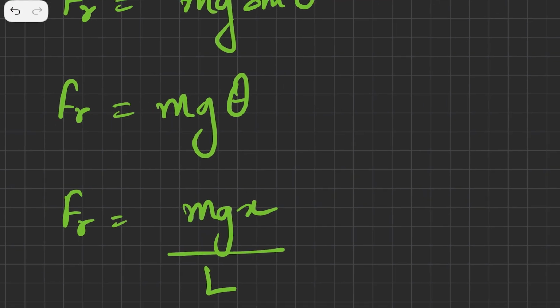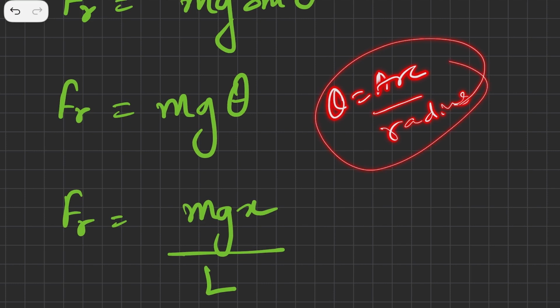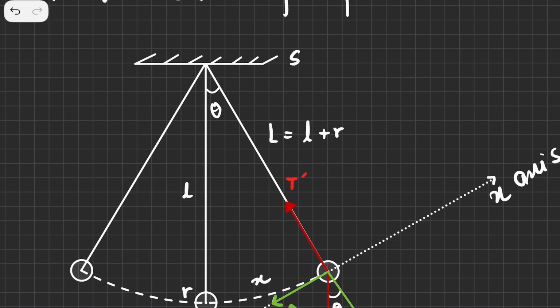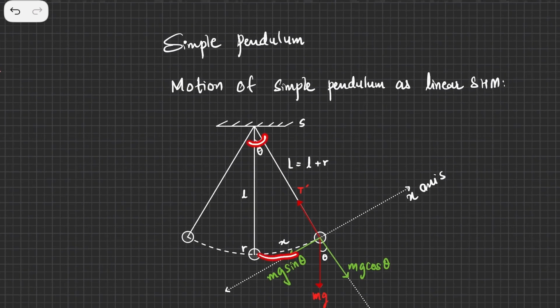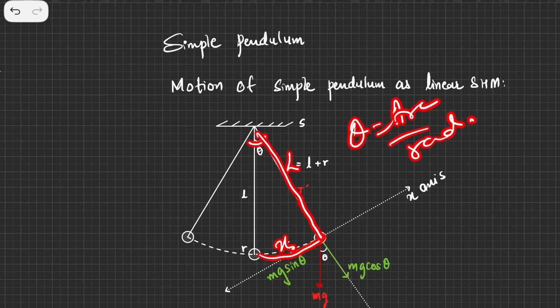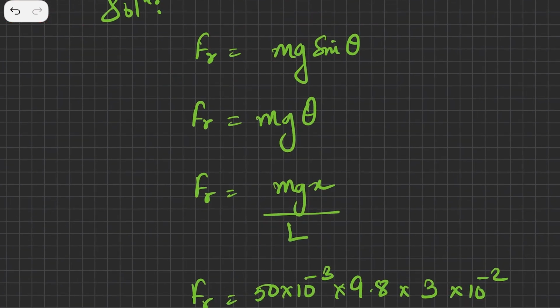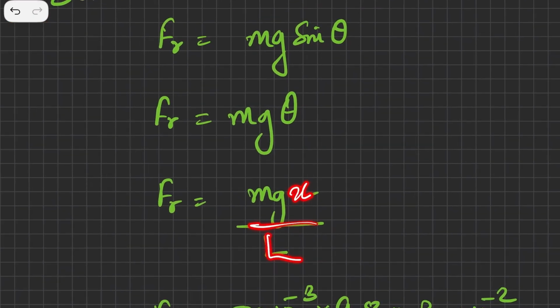Then you have theta is equal to arc upon radius, which is the formula we have been using while deriving that part, as well as the formula from math. So theta is equal to arc upon radius. If you recognize this formula, then this is the theta, which is equal to arc, which is x, upon radius, which is L, so this is that radius. So we can just write theta is equal to x upon capital L. So going back to the problem, theta is equal to x upon L, so mgx upon L.